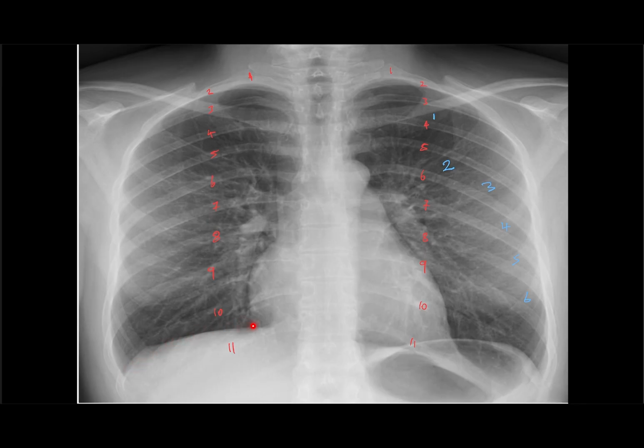This is the right hemidiaphragm, caused by the right dome of the diaphragm. This is the left hemidiaphragm, caused by the left dome of the diaphragm. This is the right costophrenic angle between the ribs and the right dome of the diaphragm. This is the left costophrenic angle between the ribs and the left dome of the diaphragm. This is the heart. This bulge over here is the aortic knuckle, caused by the arch of the aorta.